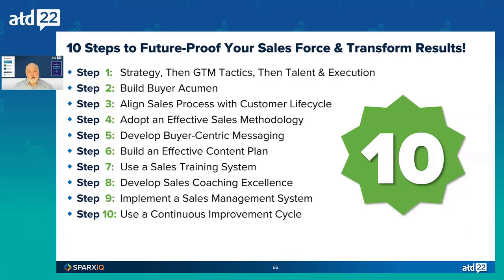So there they are in total, the 10 steps to future-proof your sales force and transform results. And by the way, the whole future-proof thing, if you go through these 10 steps and you're using a continuous improvement cycle and going back to strategy, tactics, and talent and execution periodically and ensuring the rest of this is in place, you will stay current. Your sales force will be modern. You'll be adapting to your buyers in the market. And that's how you future-proof and make sure that you stay that way.